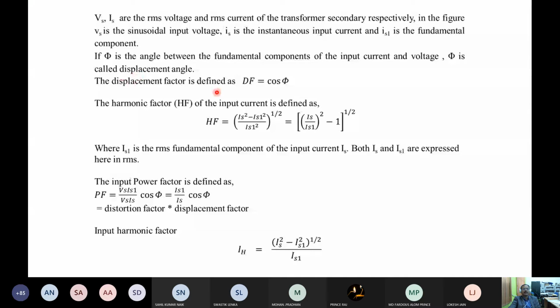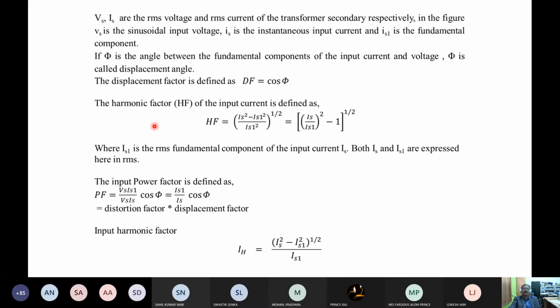So displacement factor is given by cos phi, where phi is the phase angle between the fundamental input voltage and the fundamental input current. Here, the input current is not sinusoidal, it is a square wave. It has got a fundamental component. So that angle is phi. So displacement factor is cos phi.